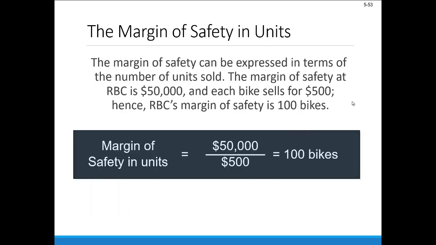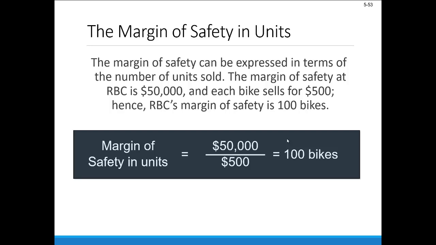And then finally, we can also express this thing in terms of units. So this works best, of course, if we're only selling one kind of thing, simplifies things. But in RBC's case, we're saying, yeah, their margin of safety was $50,000, which is 20% of sales. If we take that margin of safety in total sales of $50,000 divided by the selling price of each bike of $500, that's 100 bikes. So their margin of safety is $50,000, or 20%, or 100 bikes. Just three different ways to express the same thing, essentially.